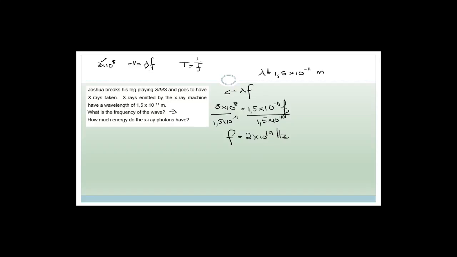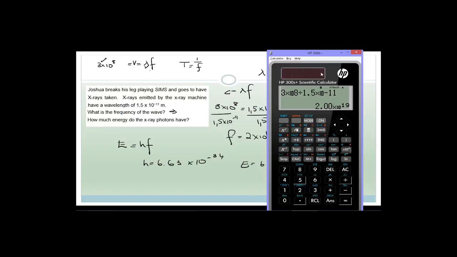Now it says, how much energy do the X-ray photons have? Remember we spoke about Einstein's theory, E equals hf, where h is Planck's constant, f is the frequency, and E is the energy in joules. We said that h is Planck's constant, 6.63 times 10 to the negative 34. The frequency we just worked out is 2 times 10 to the 19, so we can work out E. E is going to be 6.63 times 10 to the negative 34 multiplied by 2 times 10 to the 19.